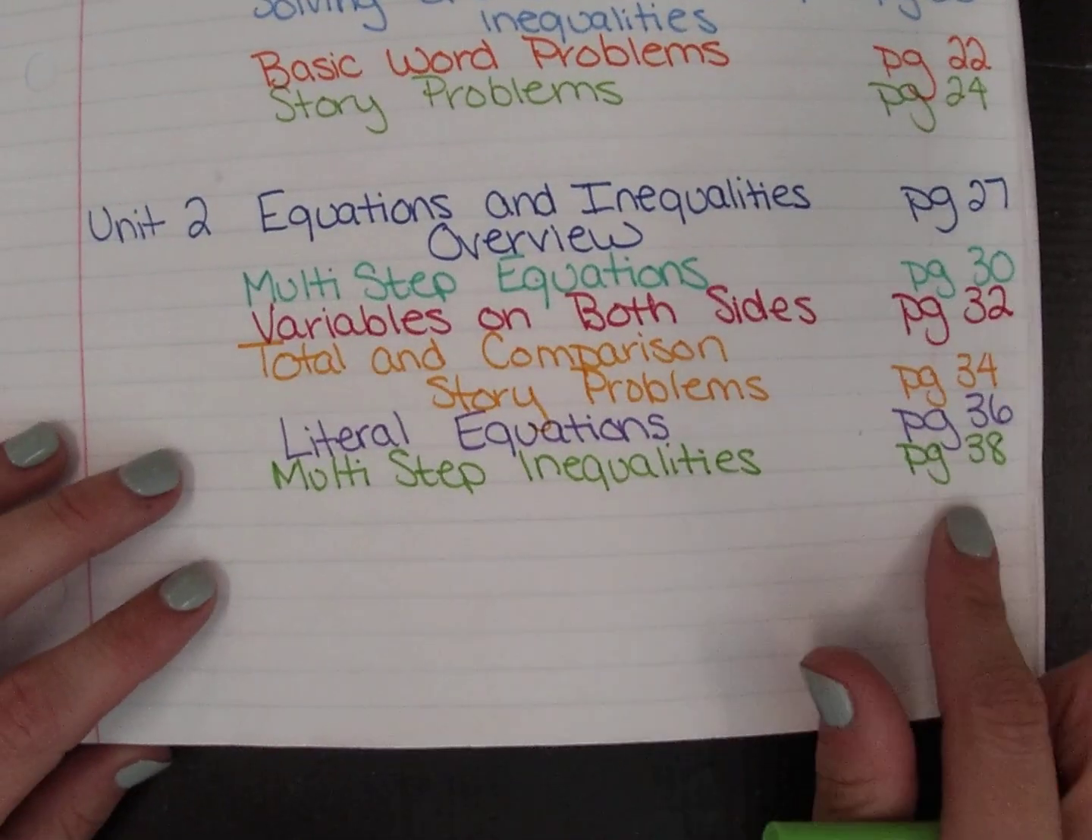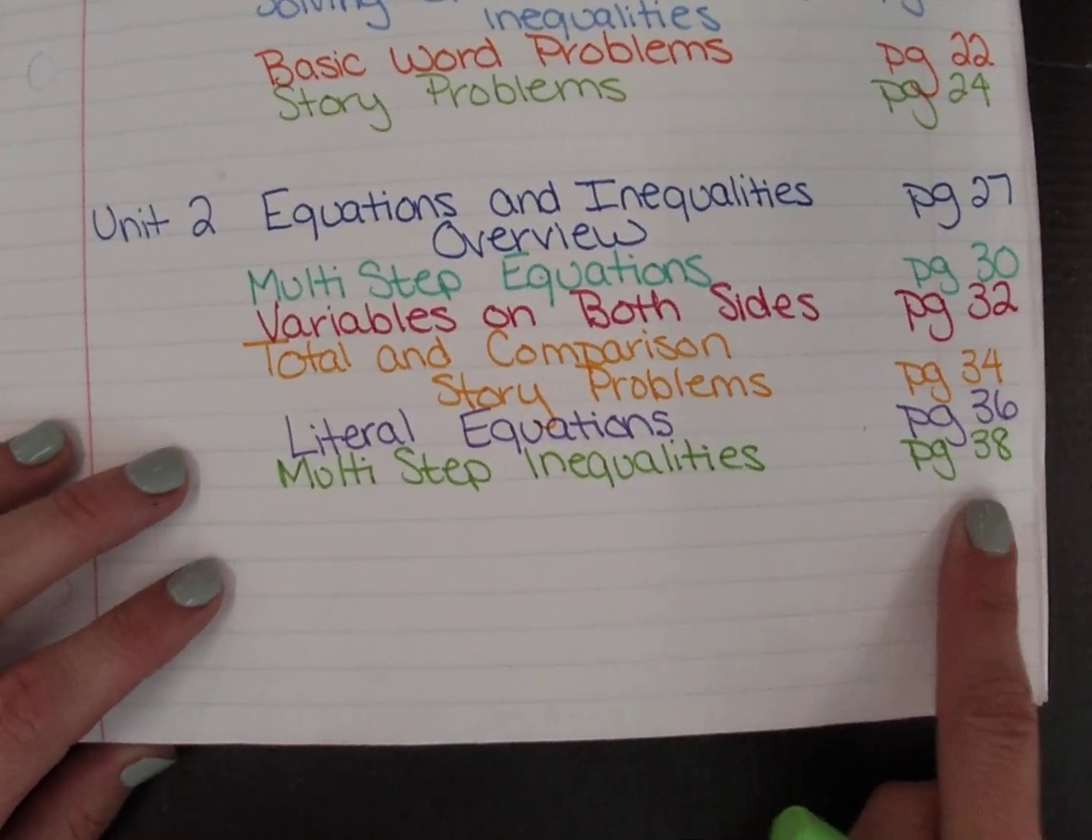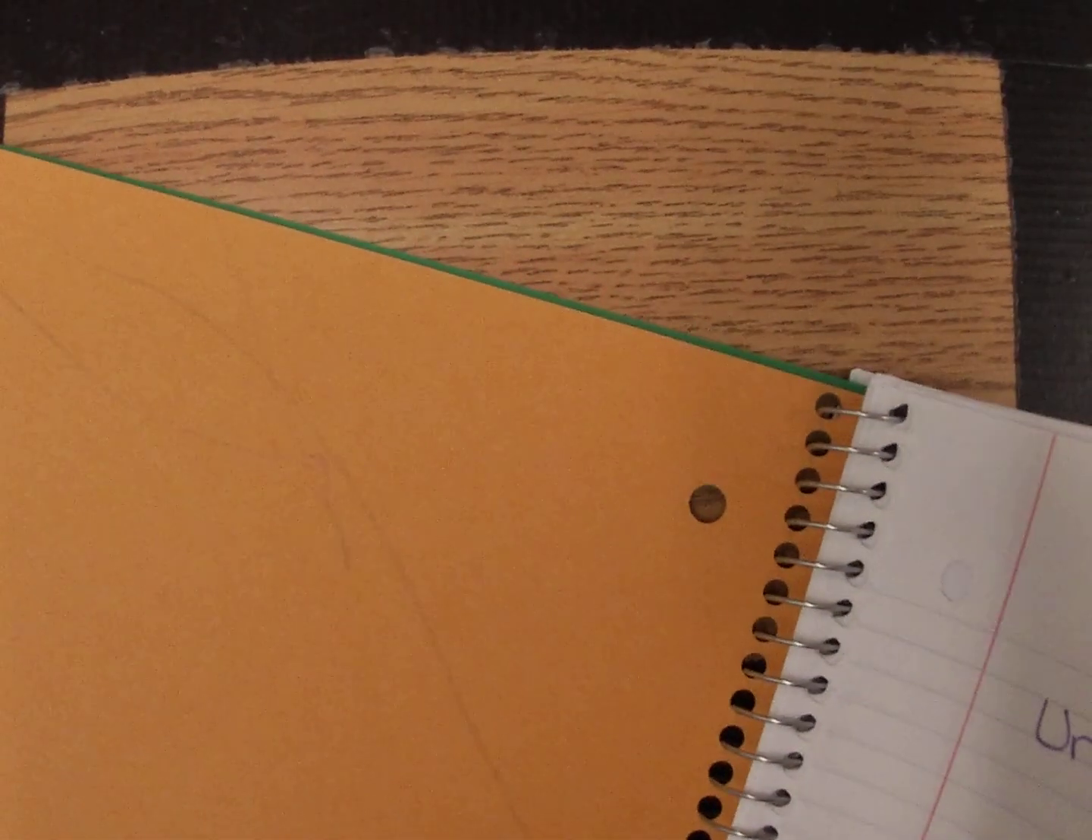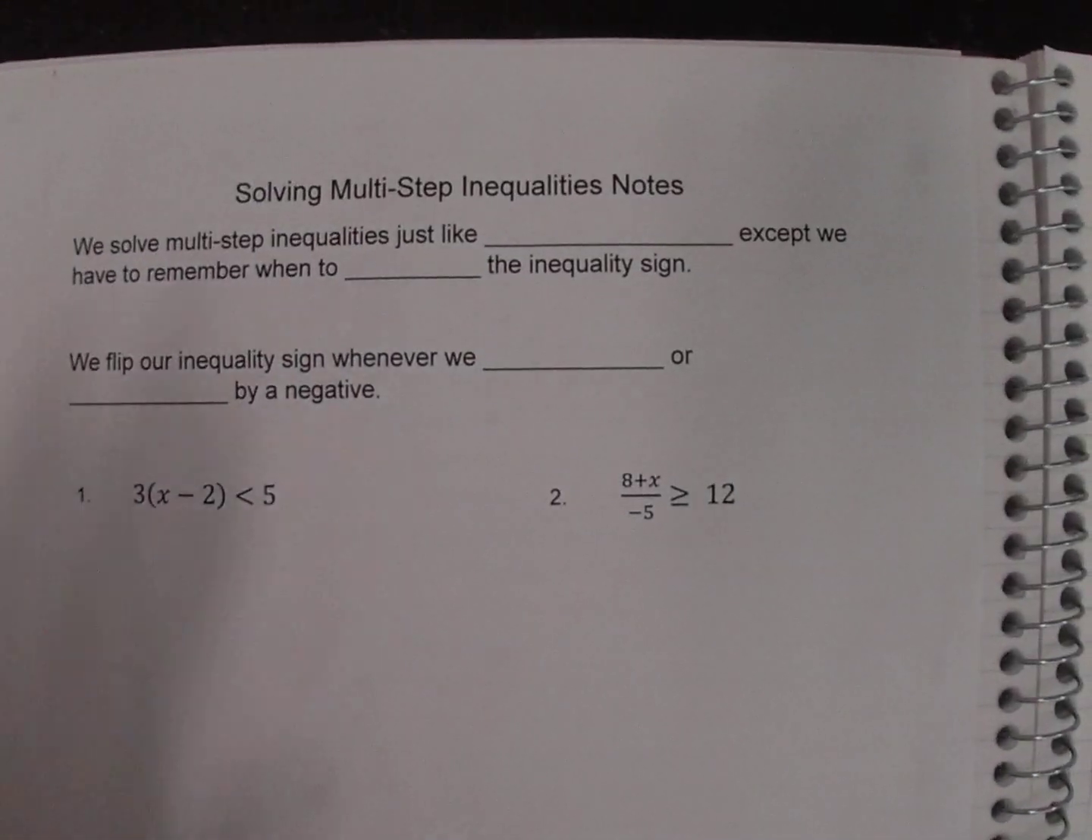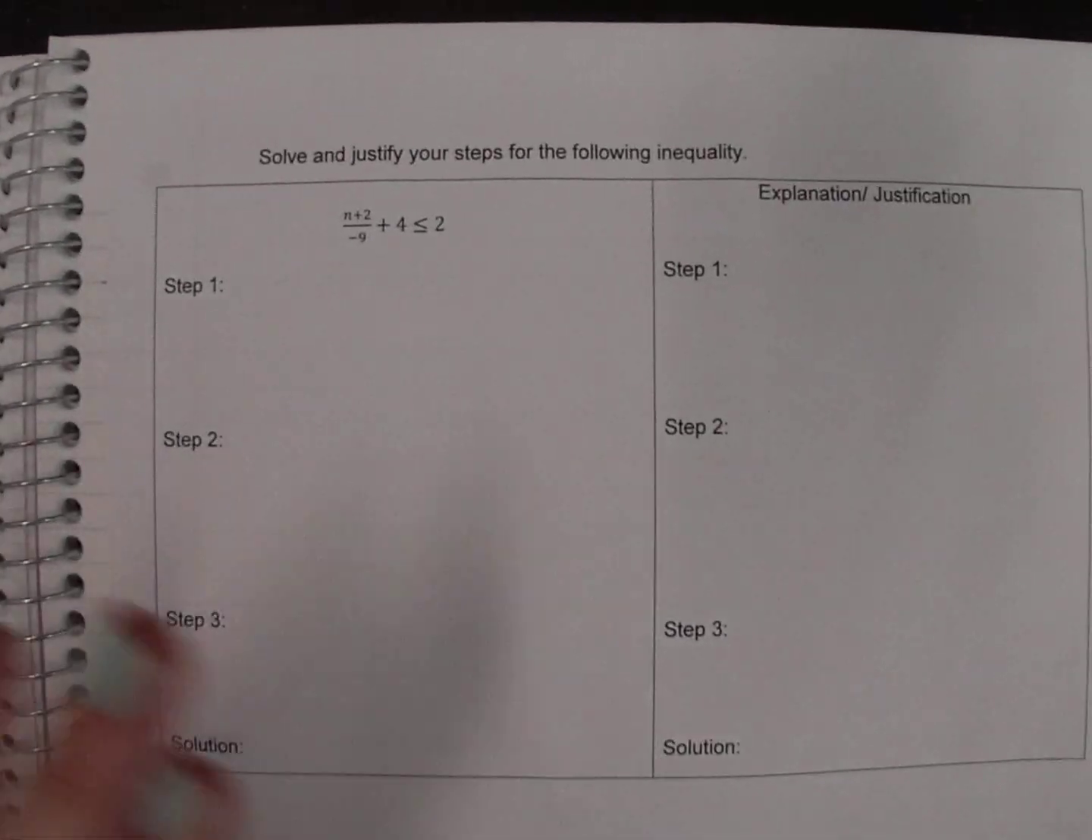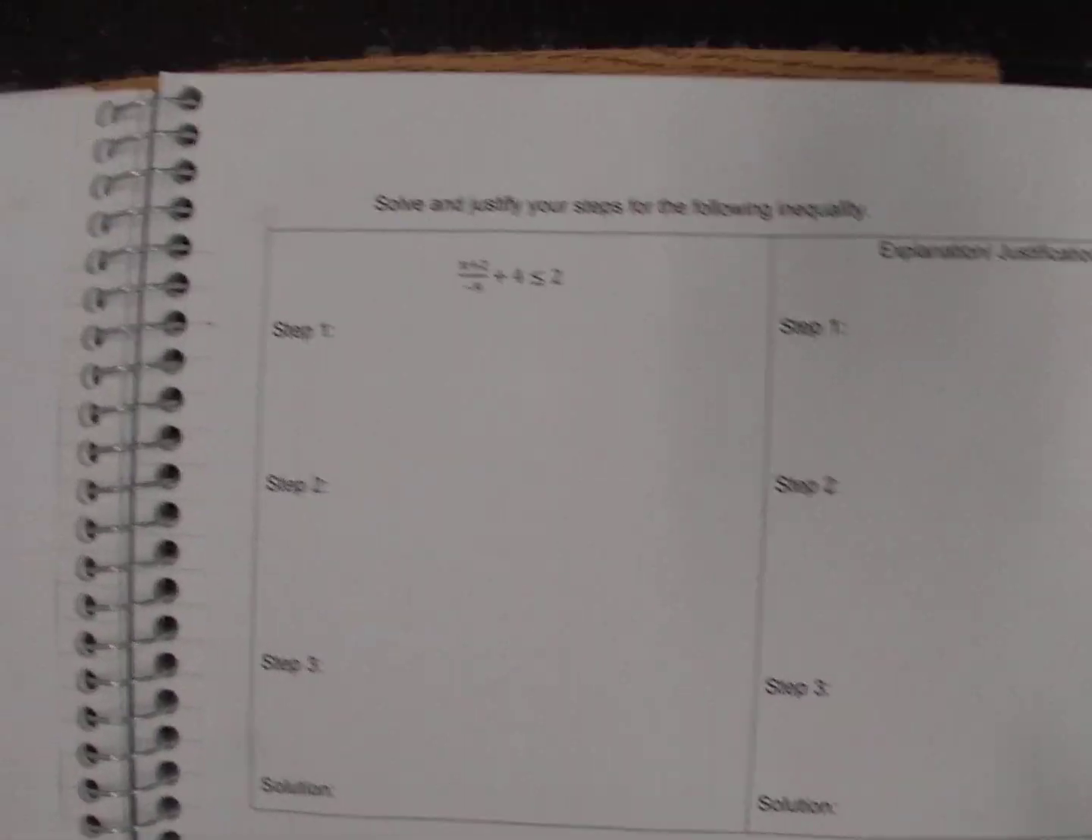Today we are adding page 38, multi-step inequalities. And when we add this in, we should have our title page on the left, page 38, and then page 39, the justification one.